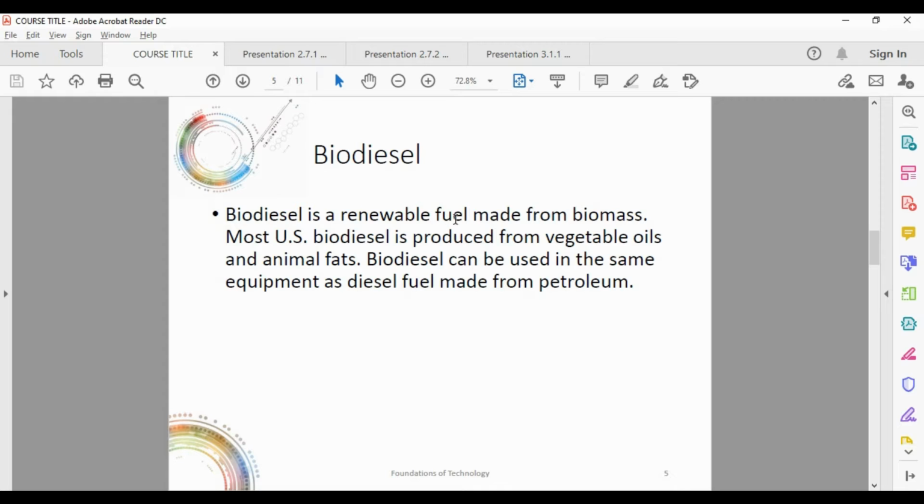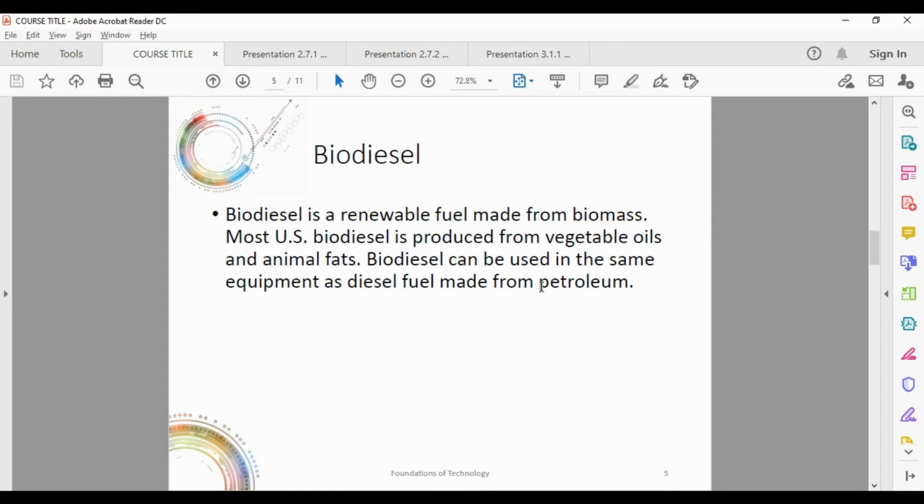Biodiesel is a renewable fuel made from biomass, organic material, most of it. Most U.S. biodiesel is produced from vegetable oils and animal fats. So corn, or, I remember back home a particular diner that some friends of mine, their parents owned, used to sell some of their used cooking oil to biodiesel companies. Biodiesel can be used in the same equipment as diesel fuel that is made from petroleum.